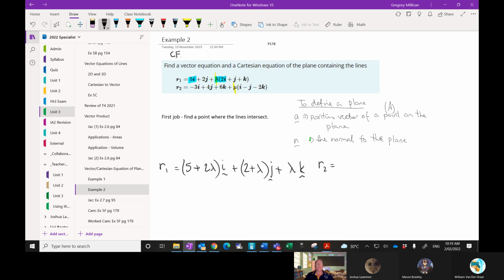Okay, so that's me changing it from parametric form into Cartesian form. Yes, there's still a parameter in it, and we'll deal with that in a second, right? But that's how we do that. So very quickly, can you do R2? So do exactly the same thing for R2.